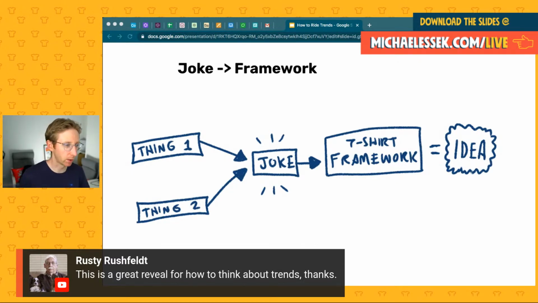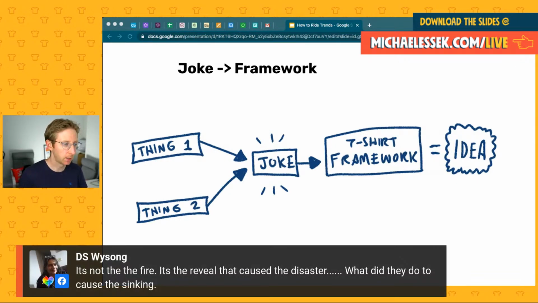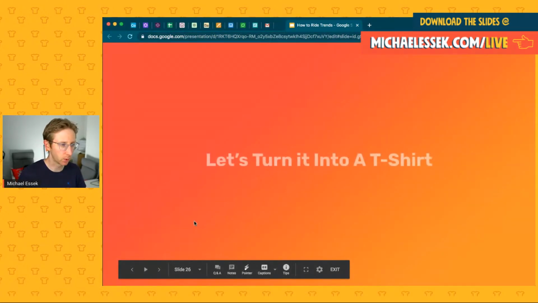Rusty says this is a great reveal for how to think about trends. No problem. DS Wong says it's not the fire, it's the reveal that caused the disaster. What did they do to cause the sinking? Not really sure what that means, but okay.